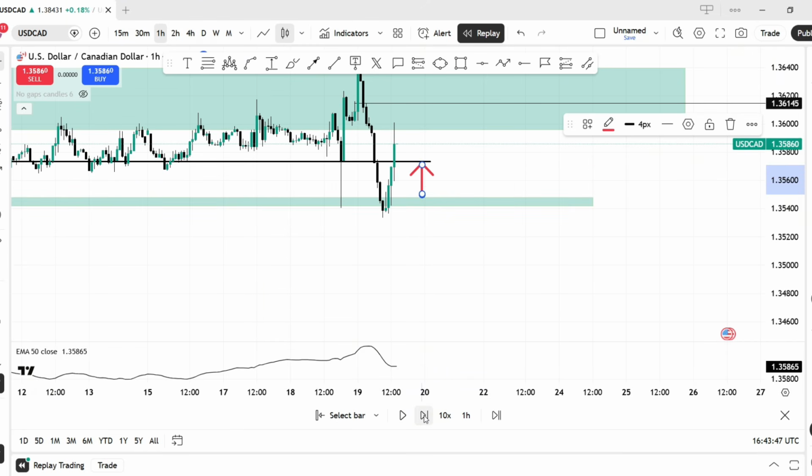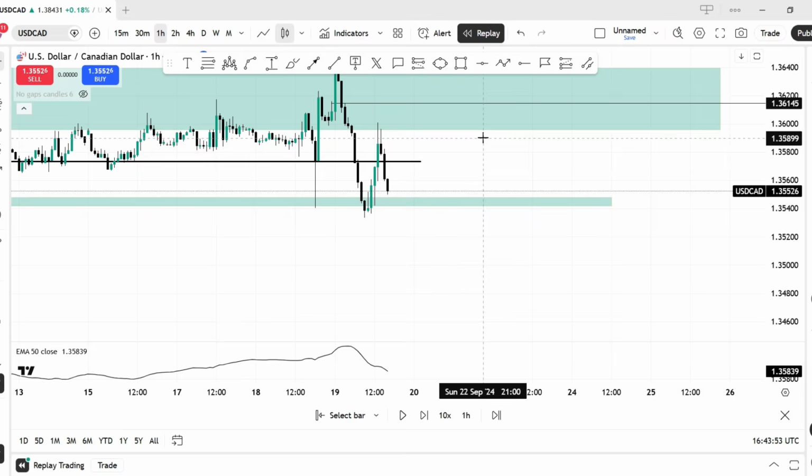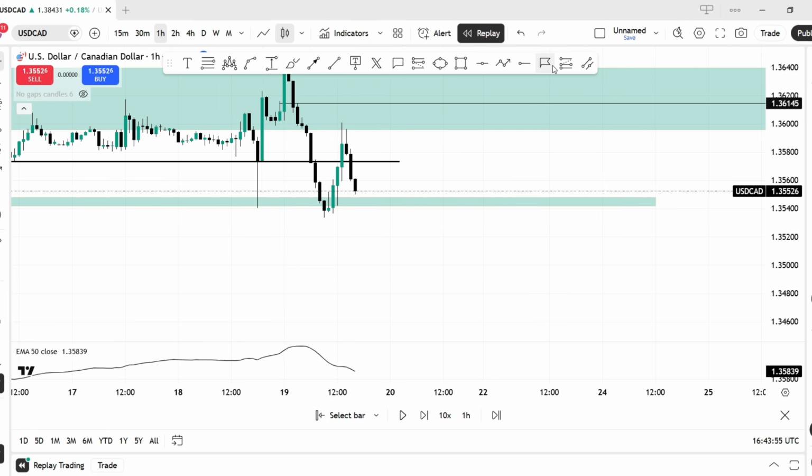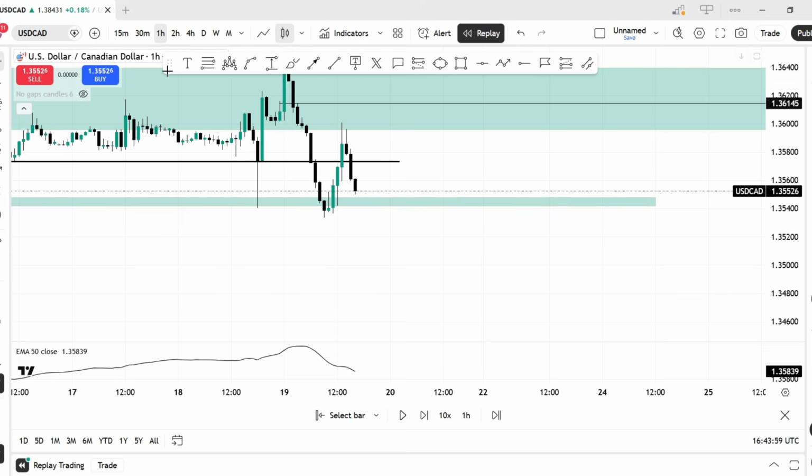Okay, we've gotten the retest. Then we got our engulfing, right? So we got our retest, we got our engulfing. Then this is where we'll enter. Bam. We're going to use the short position.